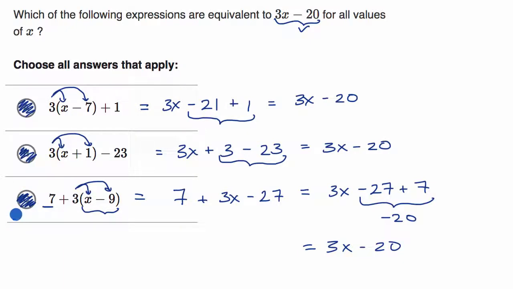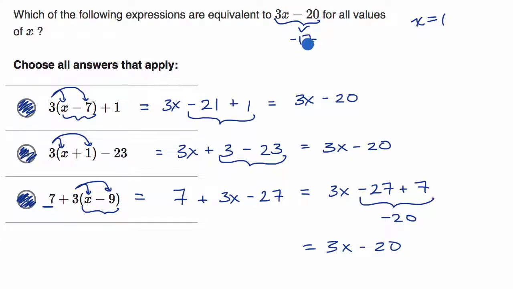Now another way that you could have done it, as I mentioned, that actually would be less robust, is to just try out values. So you said, okay, let me just see what happens when x is equal to 1. So if x is equal to 1, then this one right over here would be 3 times 1 minus 20, which would be negative 17. And then over here, you would have 3 times 1 minus 7, so that would be negative 6. And then 3 times negative 6 is negative 18, plus 1 would be negative 17.